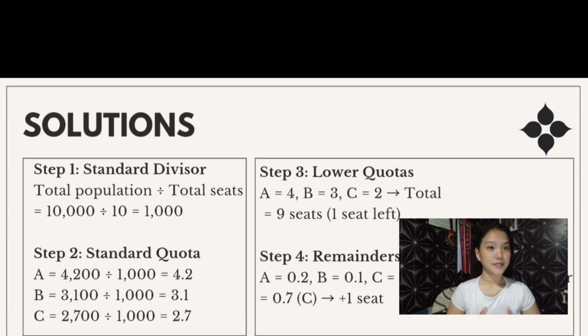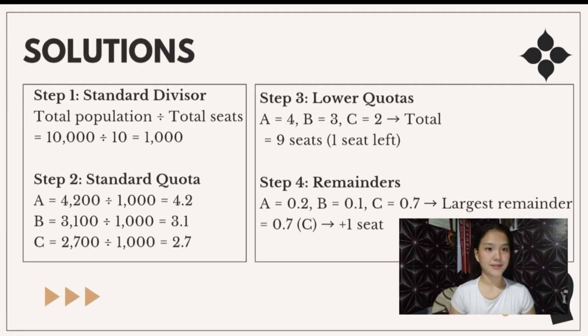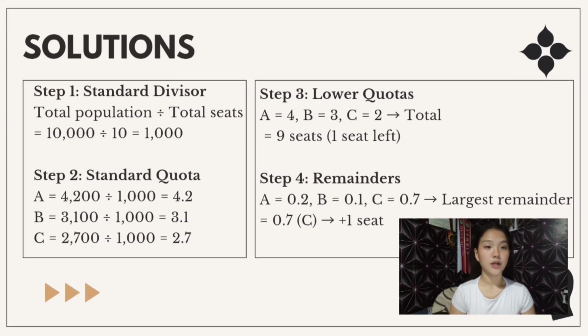Solutions. Now let's proceed to the solutions. So we have 4 steps. Number 1 is standard divisor, number 2 is standard quota, number 3 is lower quotas, and number 4 is remainders. So step 1, standard divisor. To get the standard divisor, we need the total population divided by total seats. So here we have an example. 10,000 divided by 10 equals 1,000. So 1,000 is our standard divisor.